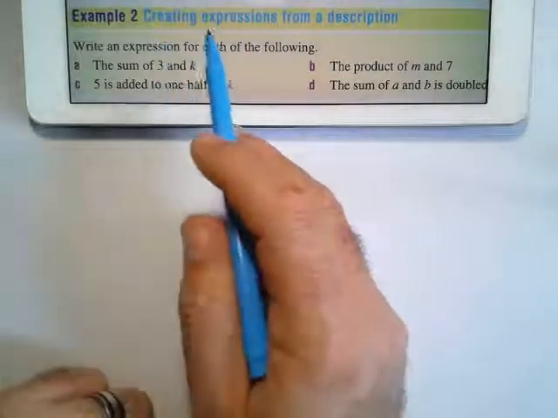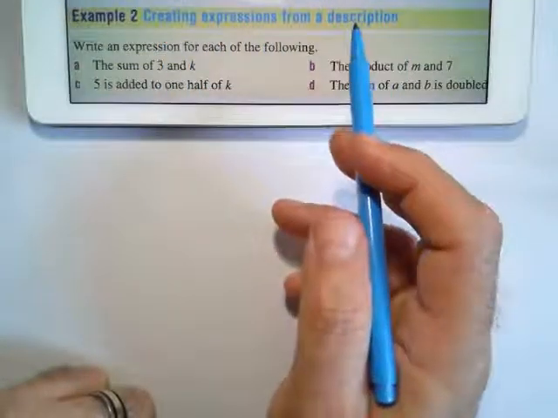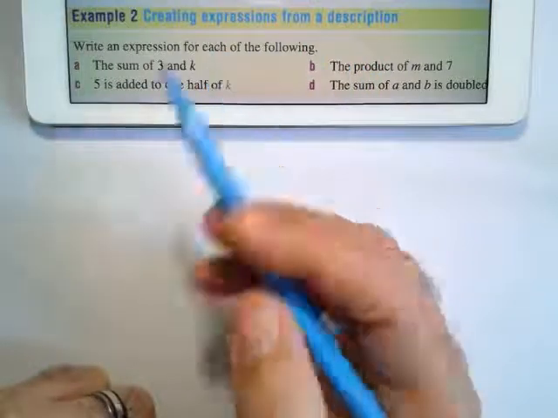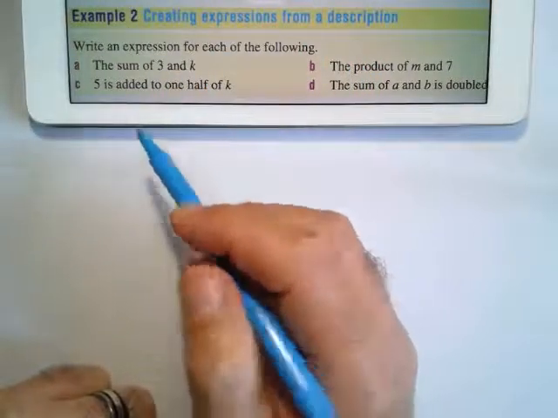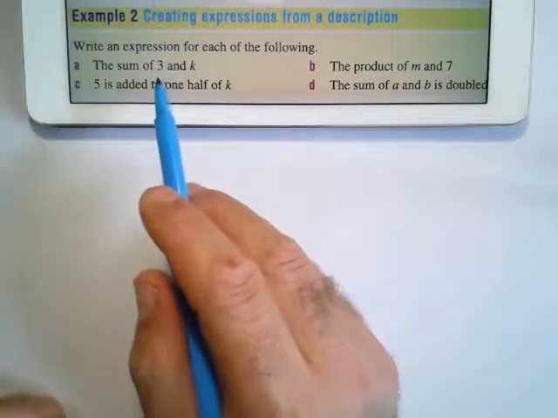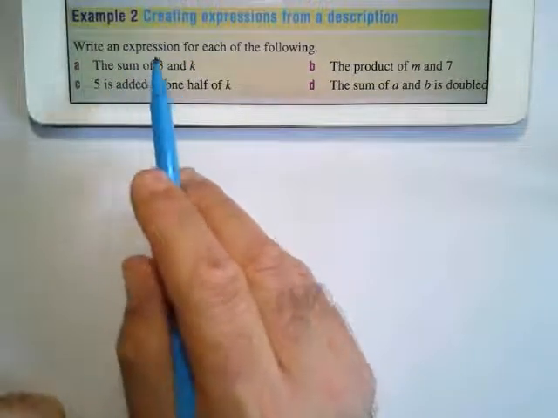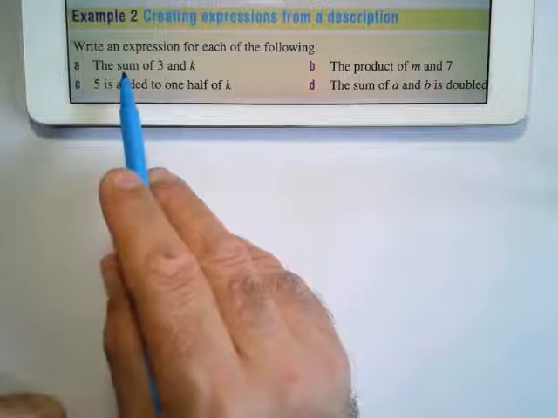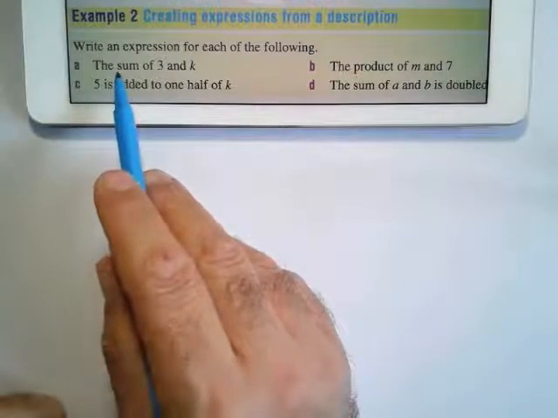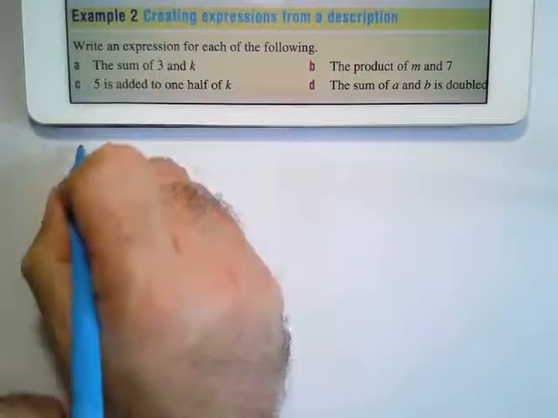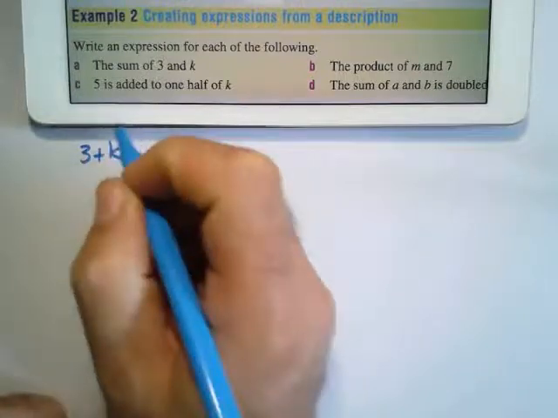We're going to look now at creating expressions from a description. So we need to change words into expressions. Write an expression for each of the following. A: the sum of 3 and k. Now remember, the sum means to add. So if I add 3 and k, it means 3 plus k.